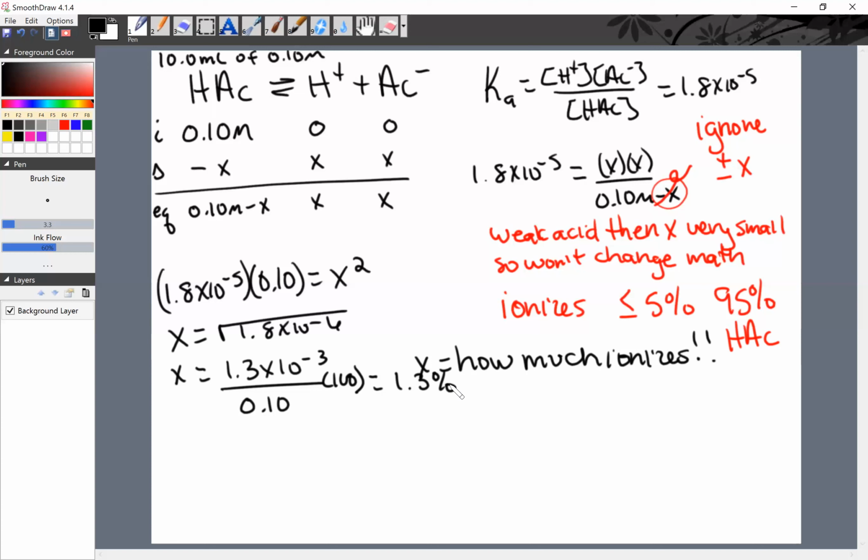So what would that make it? 98.7. So 98.7% is right here. And only 1.3% has ionized, which is definitely a weak acid because it's still in its original form. It did not ionize. And that falls within my 5% rule. And I like to put a little note next to it. So that's less than or equal to 5%.